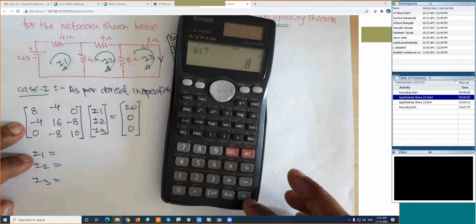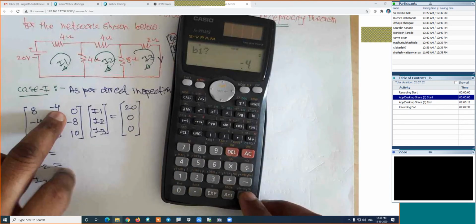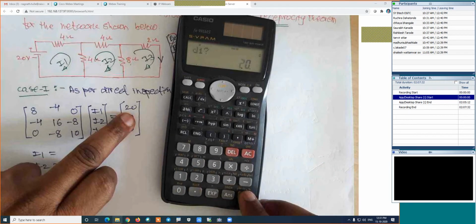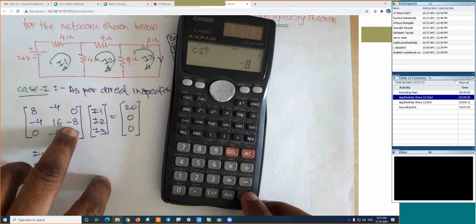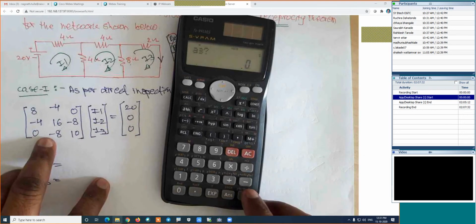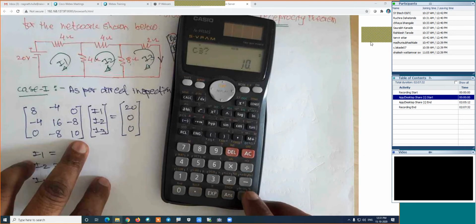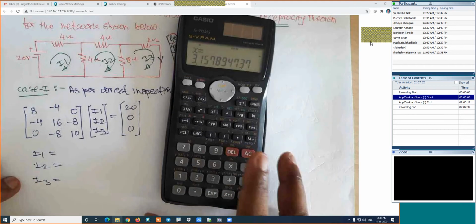A1 is 8, fine. A2 is minus 4, fine. This is 0, fine. This is 20, fine. This is minus 4, fine. This is 16, fine. This is minus 8, fine. This is 0, fine. This is 0, A3. Then it is minus 8, then 10 and then 0. Okay, fine.